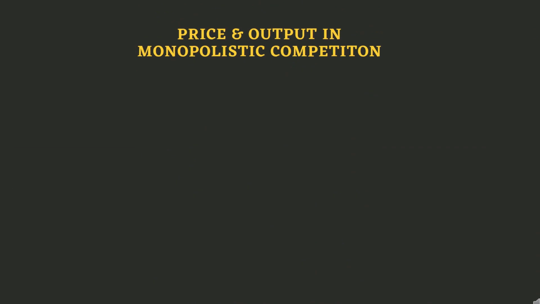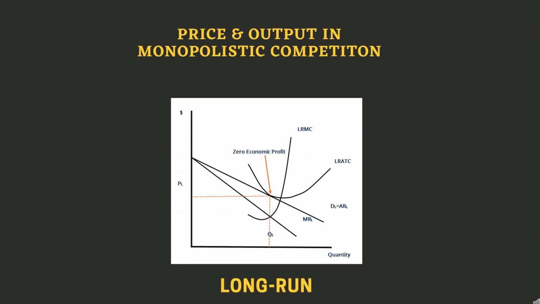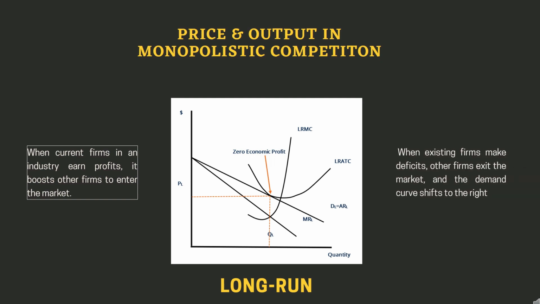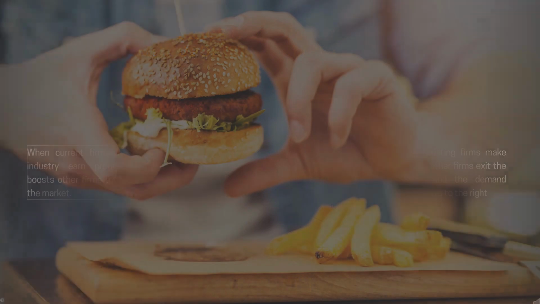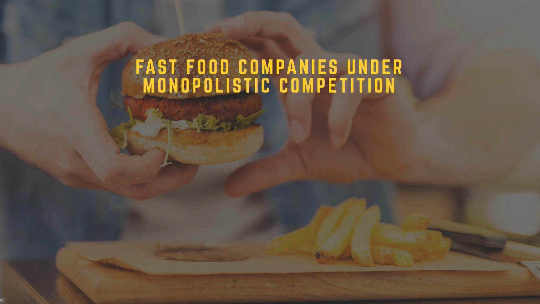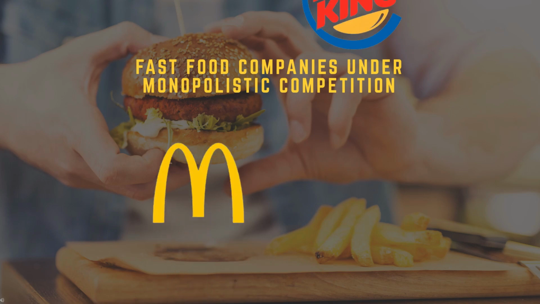The second price and output is long-run monopolistic competition. Basically, when a current company in an industry earns profits, it boosts other companies to enter the market, and when existing firms make deficit, other firms exit the market and the demand curve shifts to the right. From this concept, we have two fast food companies that are suitable to be related with under monopolistic competition, which are McDonald's and Burger King.